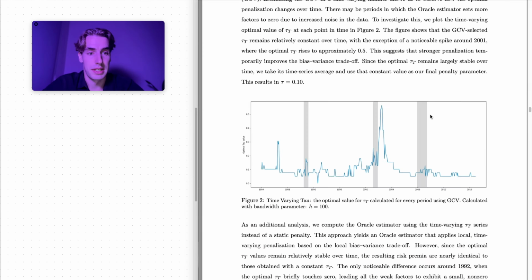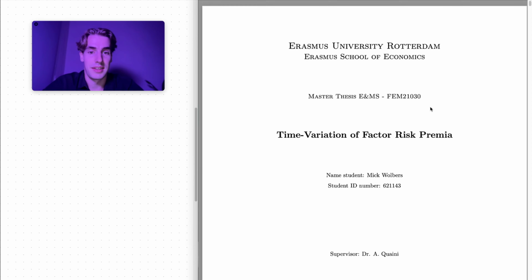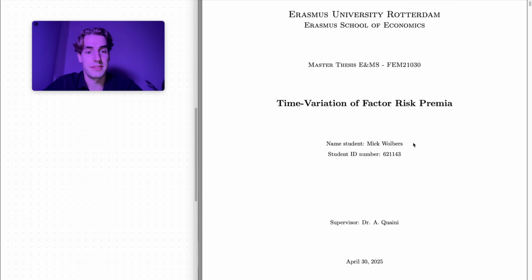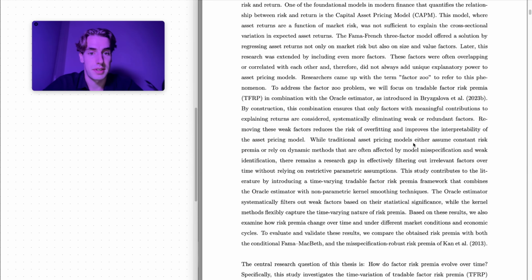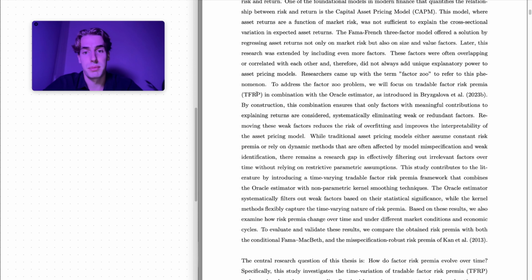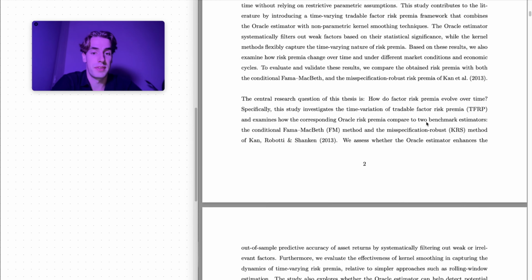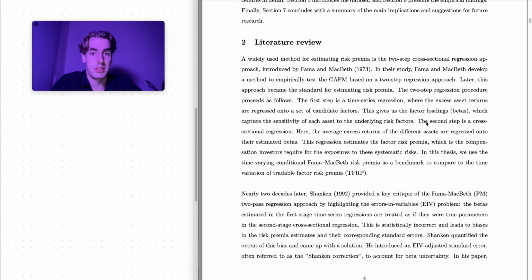Because let's go to the beginning. We'll see the title of my thesis: Time Variation of Vector Risk Premia. Here's some introduction about how they got introduced, because the tradable vector risk premia were introduced in this paper. And they define the tradable vector risk premia, as we will see later, which is a super helpful way of constructing the risk premia, since they only depend on the asset and vector returns, which are easy to obtain. Then some literature review, of course, on how the vector models came into existence.